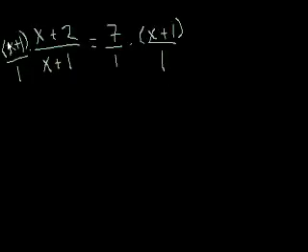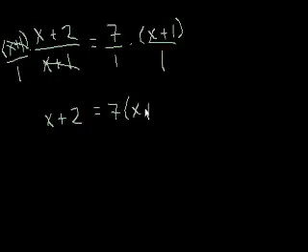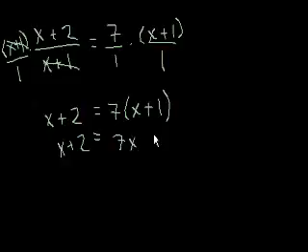On the left-hand side, the x plus 1's cancel out, and you're just left with x plus 2. It's over 1, but we can just ignore the 1. And that equals 7 times x plus 1. And remember, it's 7 times the whole thing, x plus 1. So we actually have to use the distributive property, and that equals 7x plus 7. So now it's turned into, I think, a level 3 linear equation.